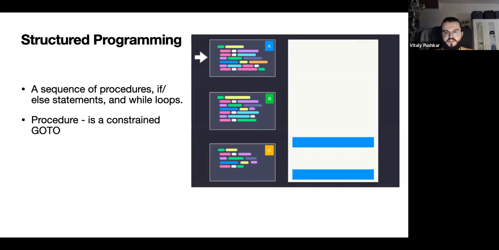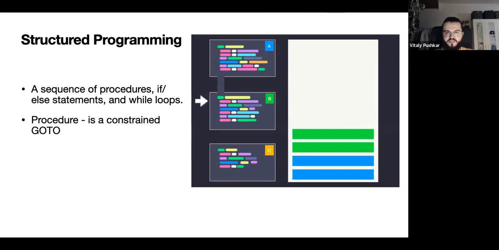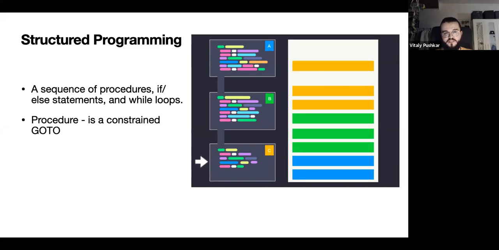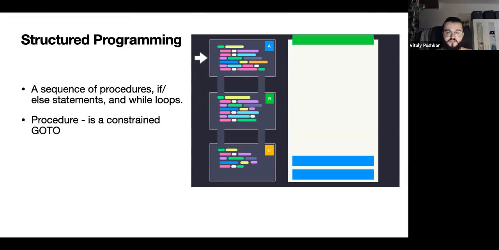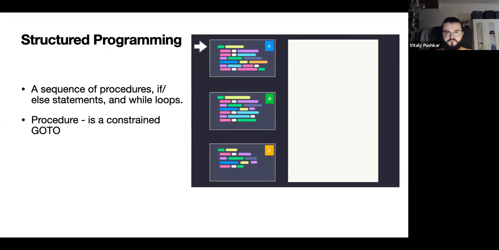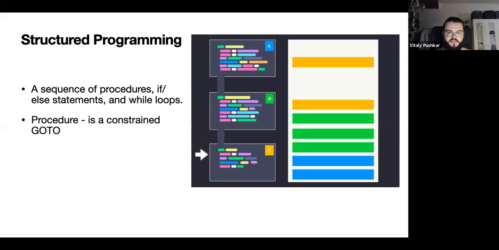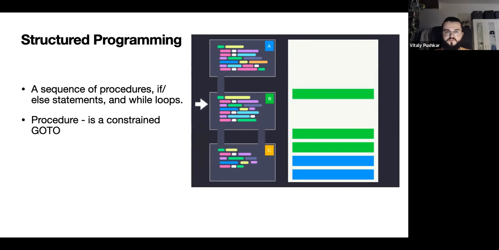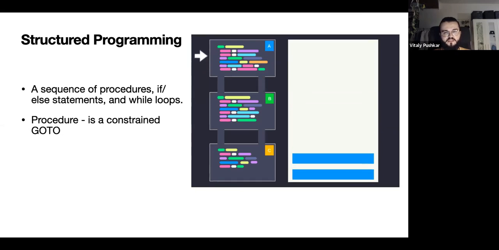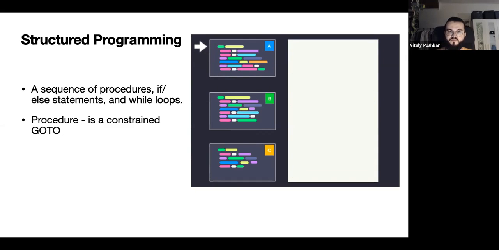Structured programming declares that any program can be implemented without go-to statements if a language it's written in allows just three basic things: if-else statements, sequence of procedures, and while loops. In structured programming, a procedure call behind the scenes is still a go-to. However, it's a kind of constrained and with less power. It can only jump so far to the beginning of procedures, for example. And roughly speaking, it is how procedures work even today in many programming languages.